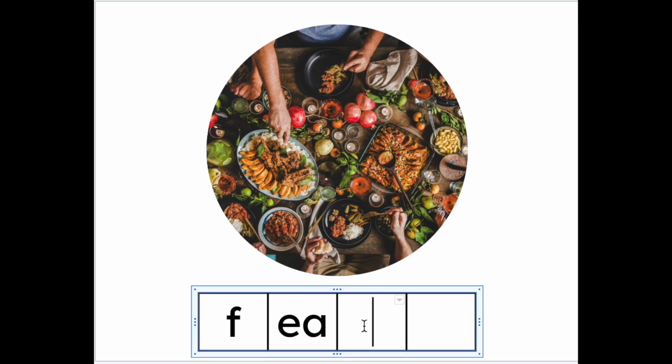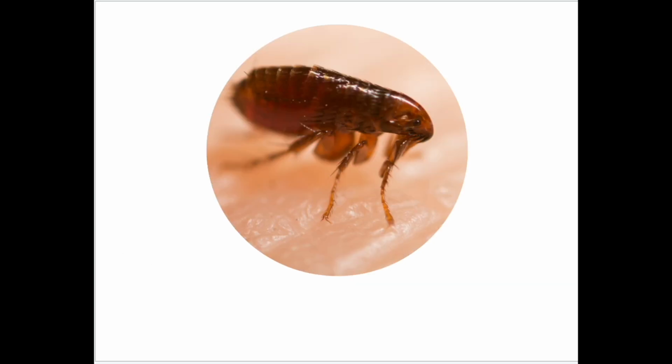Third sound? Feast. We use the letter S to spell the S sound. And what's the last sound you hear? Feast. T. We use the letter T to spell the T sound. Next picture. Oh, this is a flea.